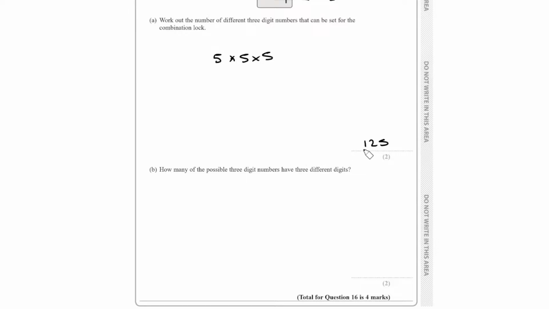However, part B is kind of helpful just to see then what would happen if we can't repeat digits. So they've said here, how many of the possible 3-digit numbers have 3 different digits? So you see how the previous example they gave had 2 5s in it, it repeated numbers. In this case, we can't repeat numbers.